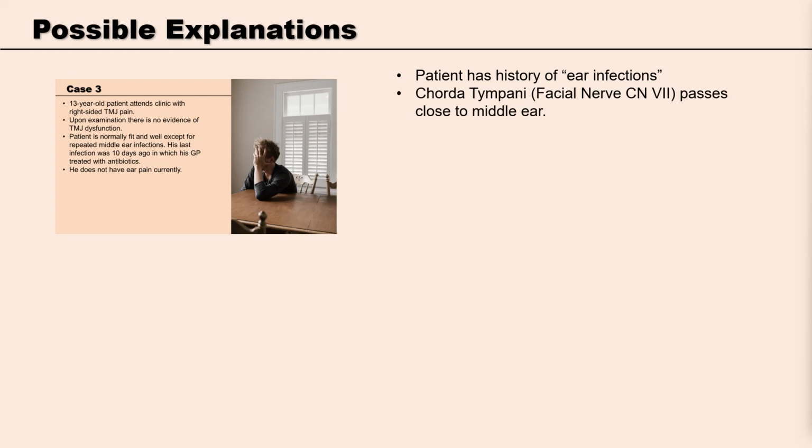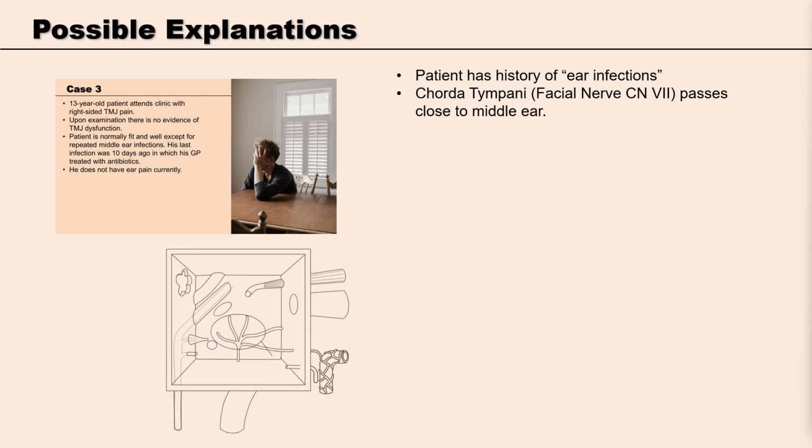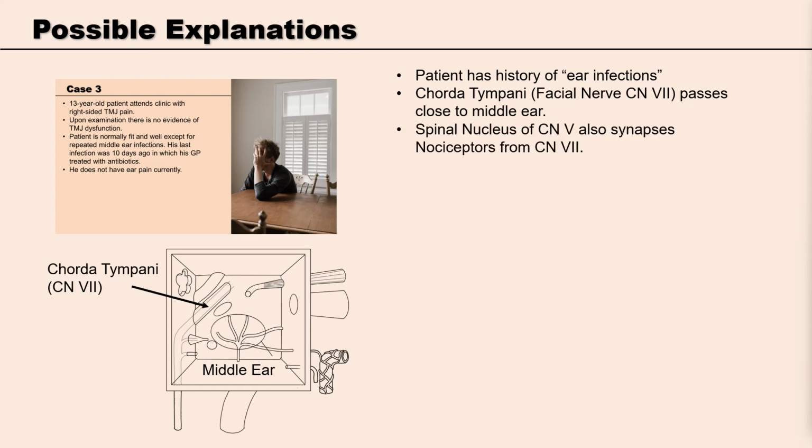Near the middle ear is a passage of the chorda tympani, part of the facial nerve. On this image, we are looking at the middle ear, and we can see the close relationship of the branch of the facial nerve, the chorda tympani. We know that we have branches of the facial nerve synapsing in the spinal nucleus of the trigeminal nerve. Therefore, we know that the cortex is unable to determine the origin of the noxious stimulus, and the pain from the ear is being perceived in the TMJ, which is innervated by the auriculotemporal nerve of the mandibular branch.